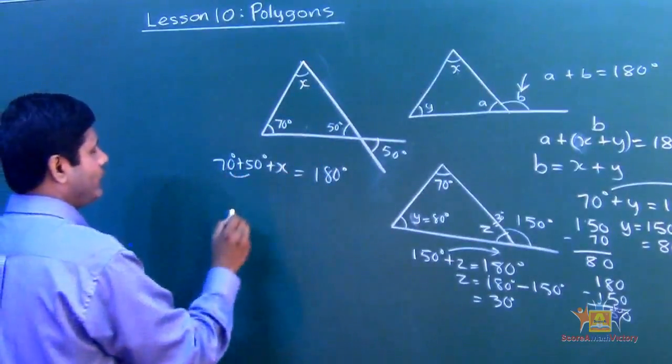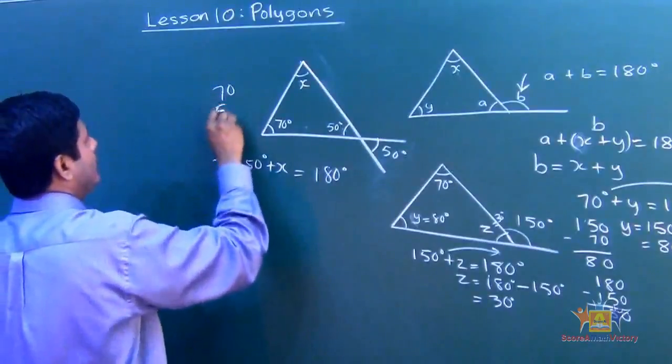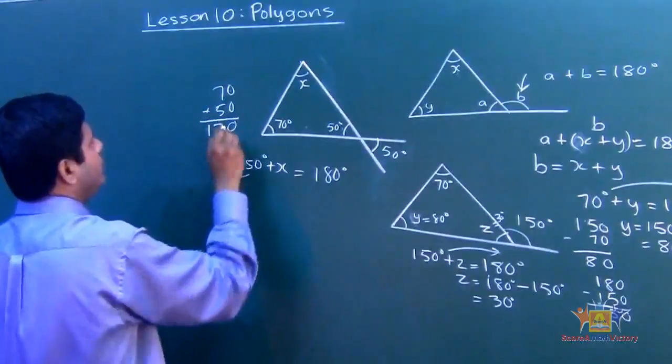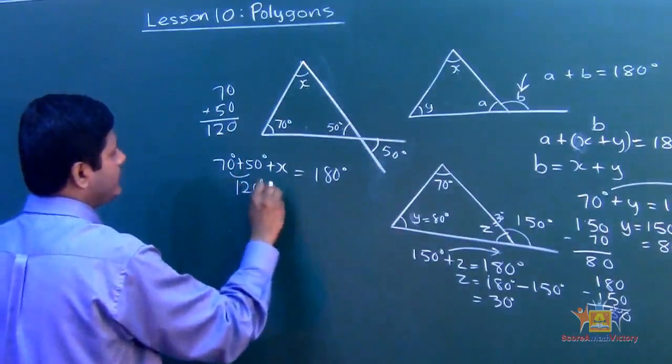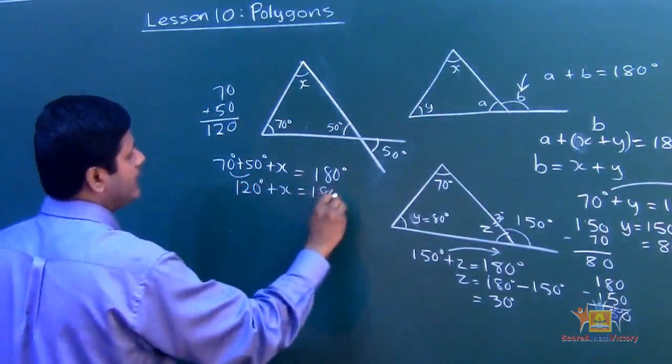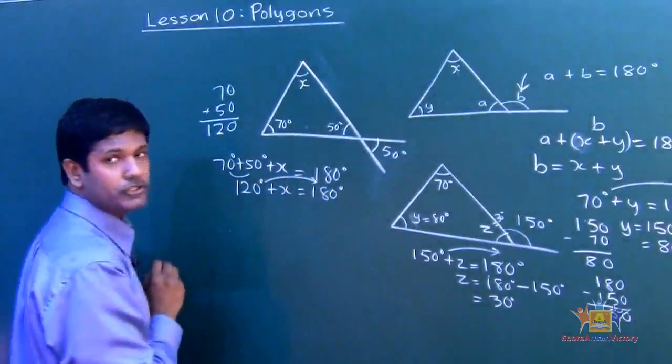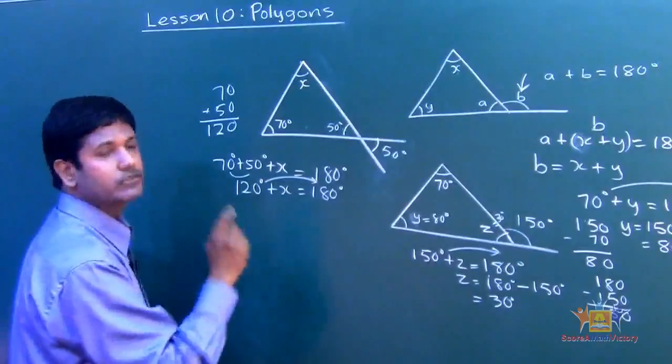Let me add these two first. So 70 plus 50, line it up. 0 plus 0, 7 plus 5 is 12. That's 120 degrees plus x equals 180 degrees. I'm looking for x. Who's got to go? 120. Cross the bridge. It's adding. Cross the bridge will become subtraction.